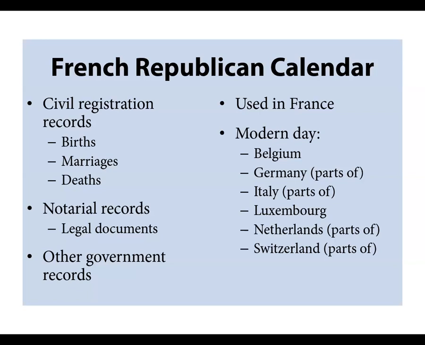If you are working in any records in France and its modern day areas of Belgium, Germany, parts of Italy, Luxembourg, parts of the Netherlands and Switzerland that were under French rule from 1793 to 1805, it is very possible that you are going to find yourself having to understand the French Republican calendar. This means civil registration records, so your births, your marriages, your deaths, legal documents, the notarial records. This is how they handle things like land deeds and probates and whatnot, as well as other government records in this 12-year period.